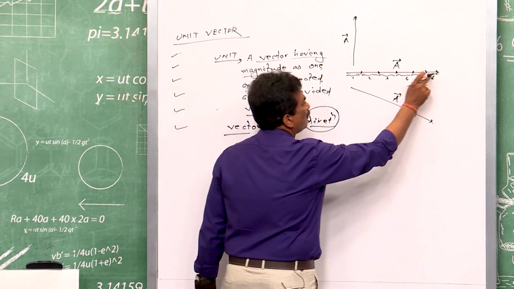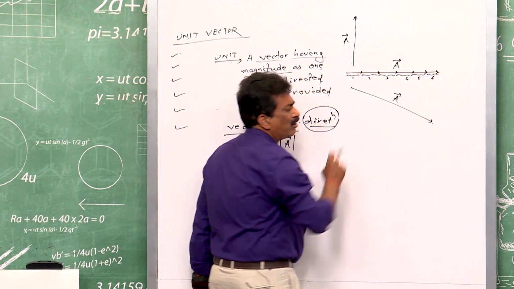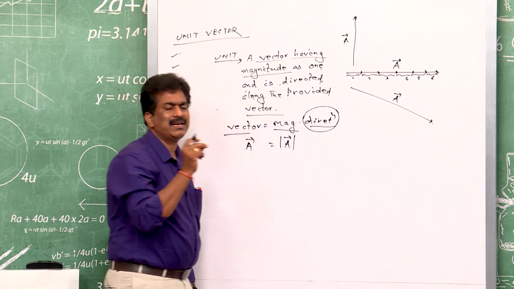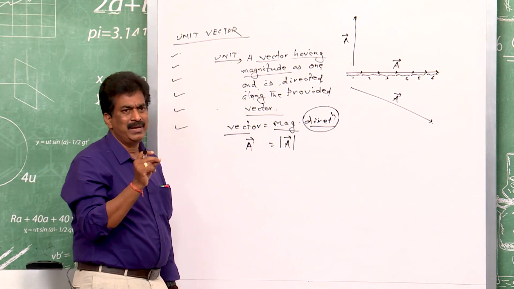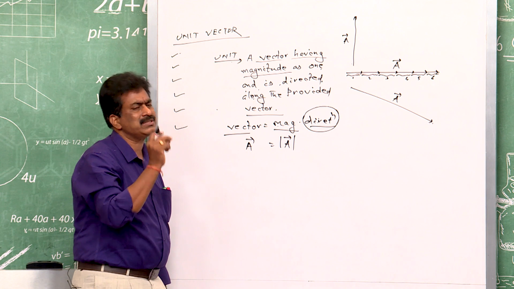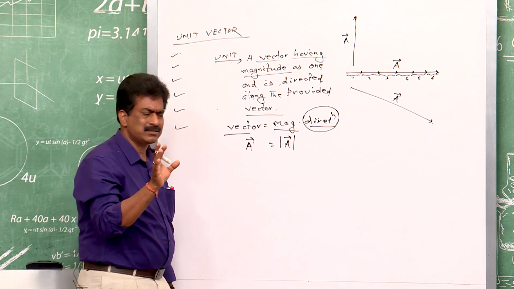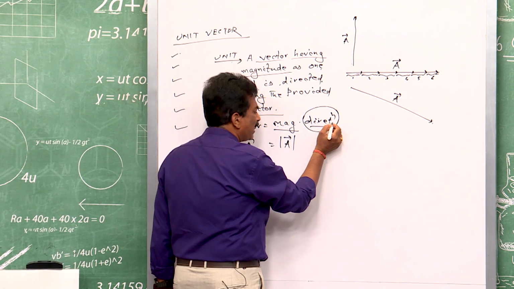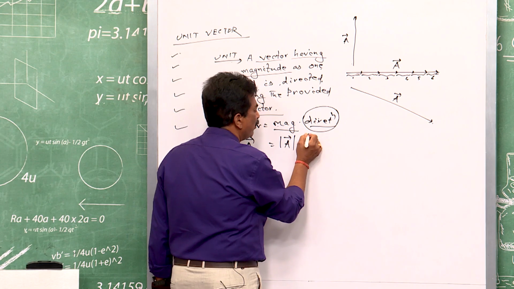If the direction is along the x axis, then that direction is taken as i cap. Along the y axis, that is j cap. Along the z axis, that is k cap, we will discuss. So, that direction is the unit vector.